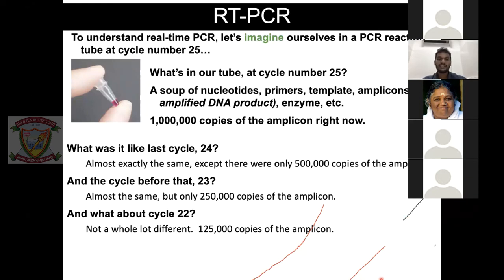Just imagine, at the 22nd cycle, you have 125,000 copies. At 23, it doubles to 250,000. At 24, it is 500,000. By 25, you have 1 million copies. So at the 22nd cycle you have 125,000, but just 3 or 4 cycles later you have 1 million copies. And I keep doing this until the 30th cycle. So even if you have very little DNA, you can make a huge amount of DNA using this technology, RT-PCR. That is why this method is so reliable and works really well.